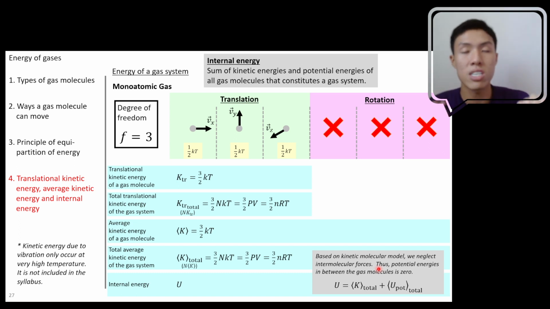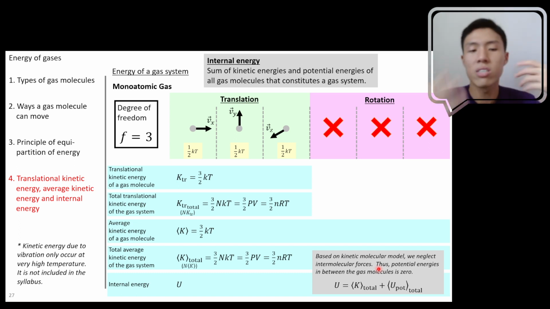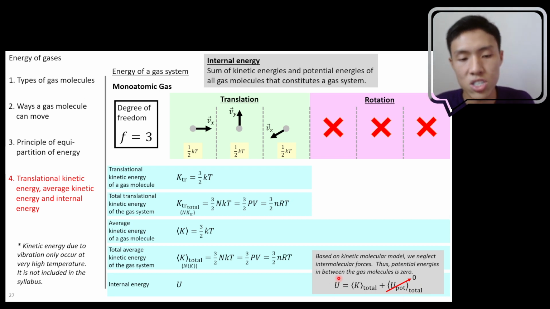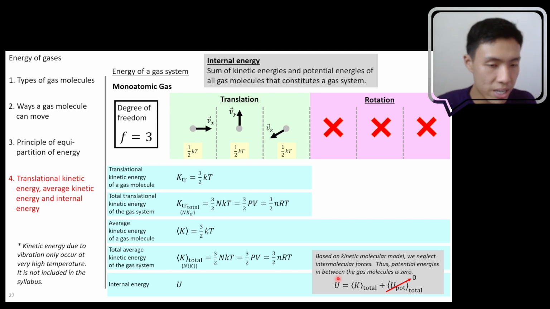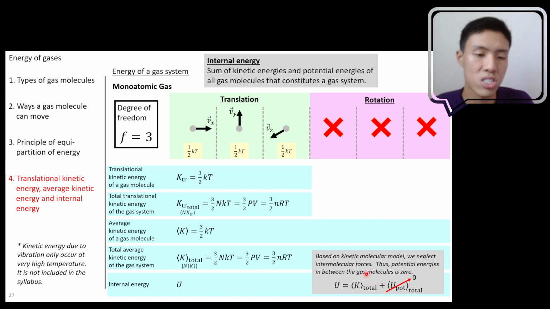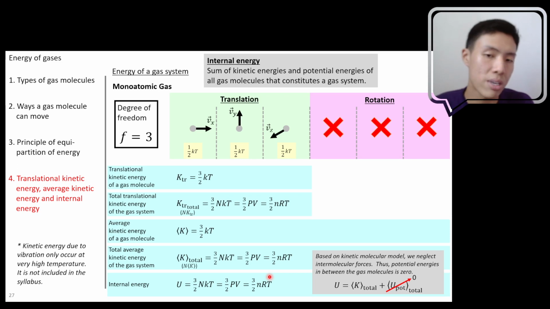In between the gas molecules, there's no interaction when they are apart, so there is no potential involved. Because there is no potential energy involved, the potential energies in between the gas molecules will be zero. That's why we neglect potential energies when we are using the kinetic molecular model. So our internal energy has already been simplified. It reduces to just the total average kinetic energy of the gas system. So U will have the same expression as K total. This is the internal energy for a monoatomic gas system.